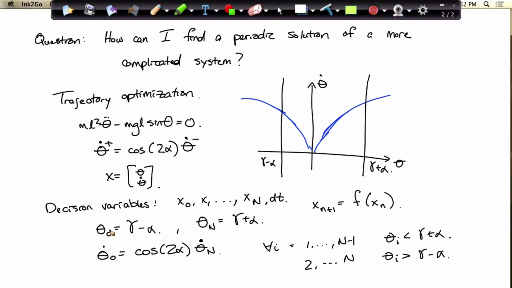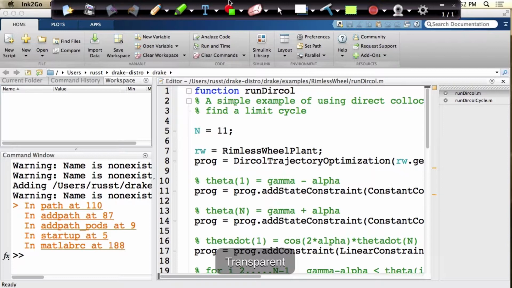So this is exactly a trajectory optimization problem we've already seen, but I'm just giving it a few extra constraints. One is that it starts and ends at a particular part in state space, but I'm only constraining the position, not the velocity. And the second is that this update rule gets enforced, and that's going to constrain it to be a periodic solution. Then I can just ask the optimizer to find any solution to this.